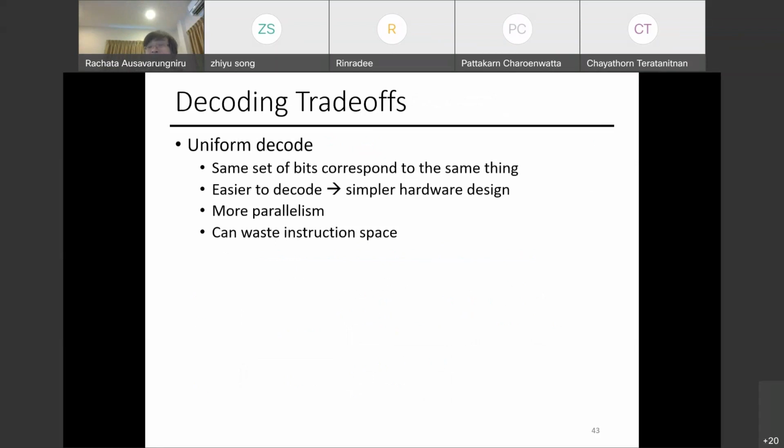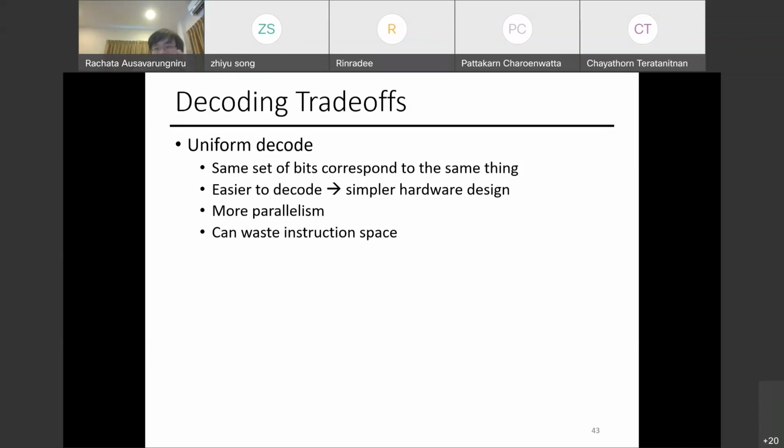When you decode the instruction, if it's fixed length, you can do what we call uniform decode, right? The same set of bits would correspond to the same thing. Bit 0 to 3 is the opcode, yay. So you just look at bit 0 to 3 and you know exactly what the instruction is. It's much easier to design the hardware with uniform decode. And it allows you to have a lot of parallelism, so you can process a lot of things in parallel.